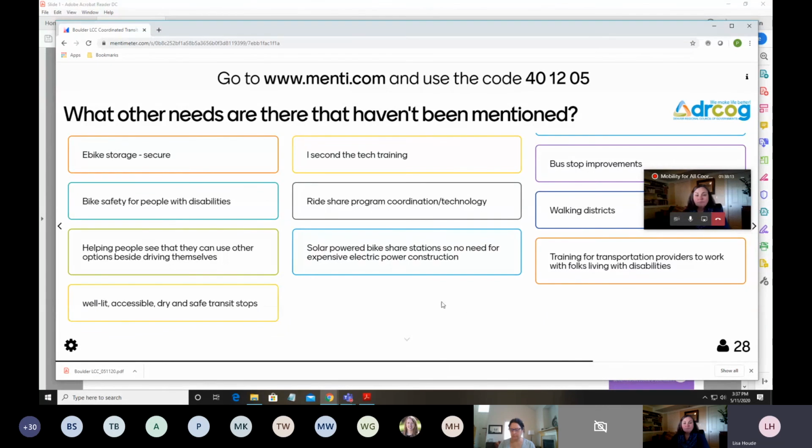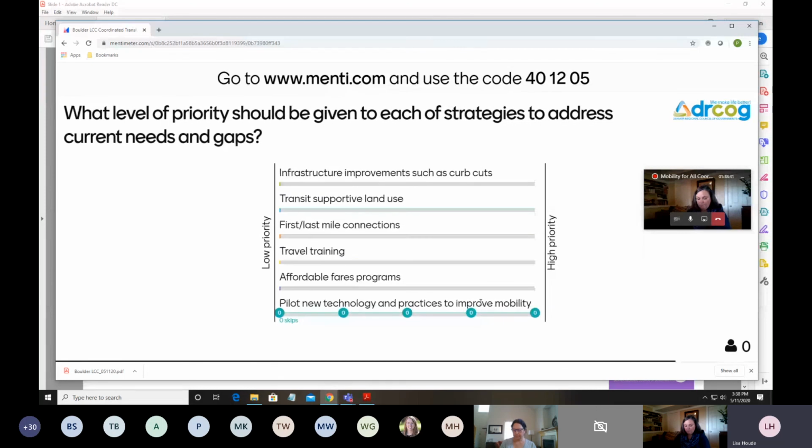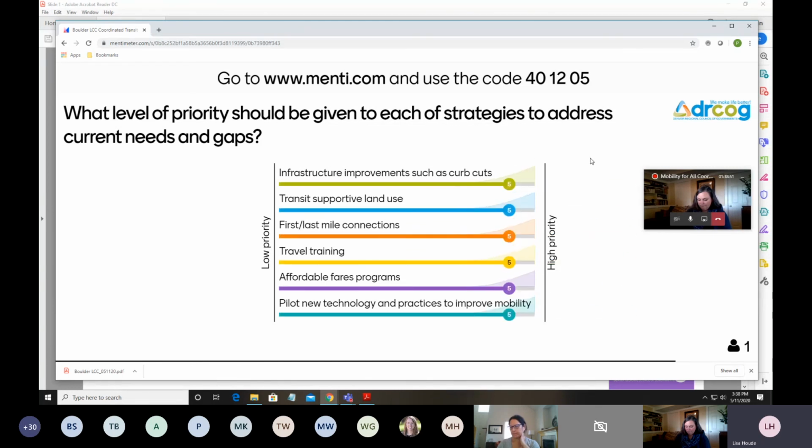All right, we'll move on to the next one. The next big part of the plan is the strategies and activities to address those identified needs and service gaps. These are the ones that were highlighted in the previous plan. What we're going to do is go through each one of those and decide what level of priority you think should be given to each of those strategies to address the current needs and gaps. So similar rating system, but this one is from low priority to high priority. And Matthew, do you want to speak up and explain the transit supportive land use and the travel training ones?